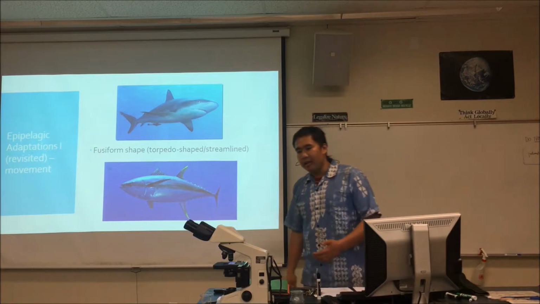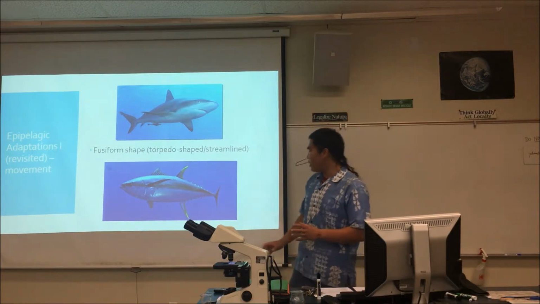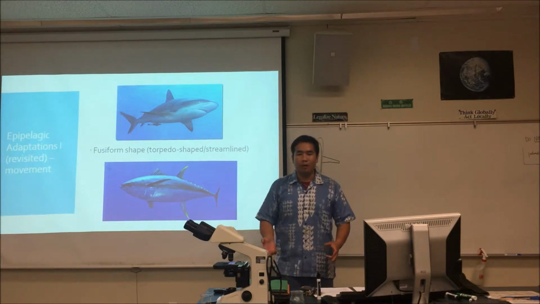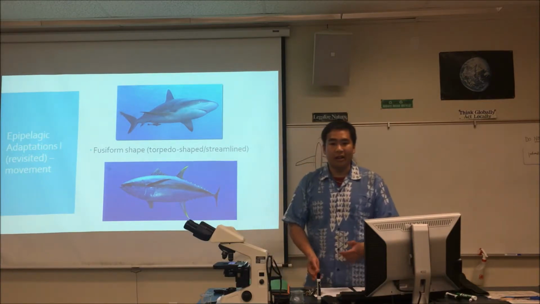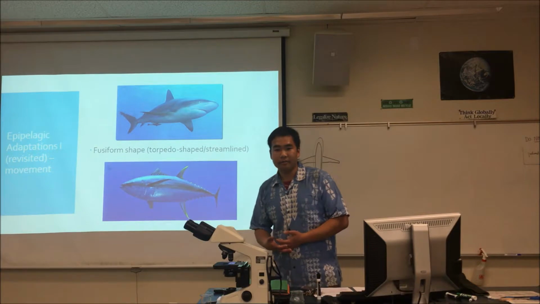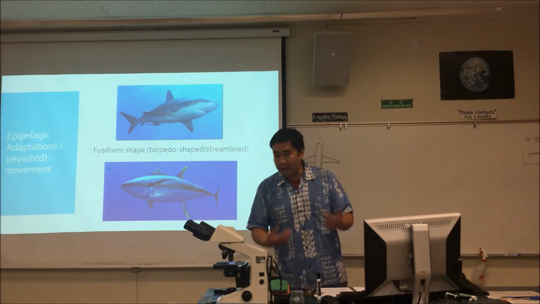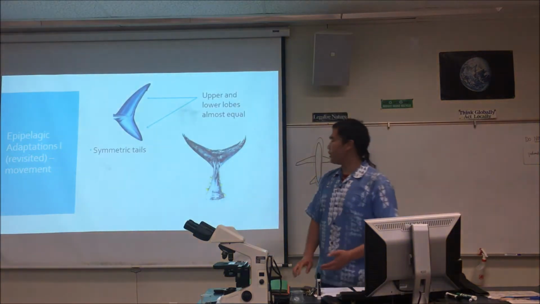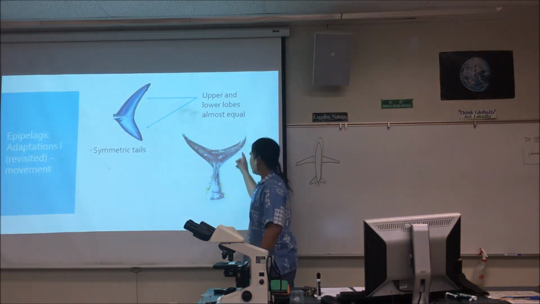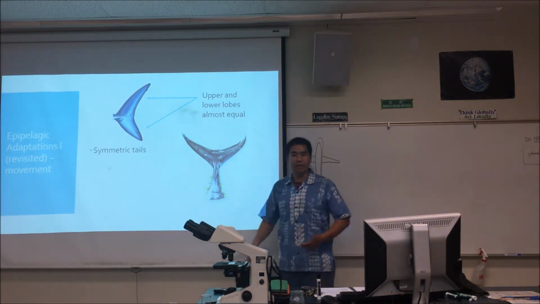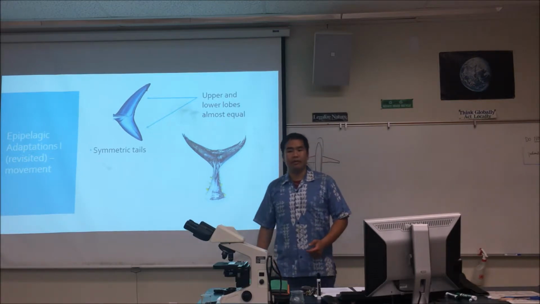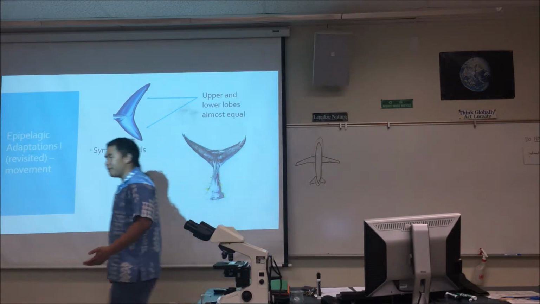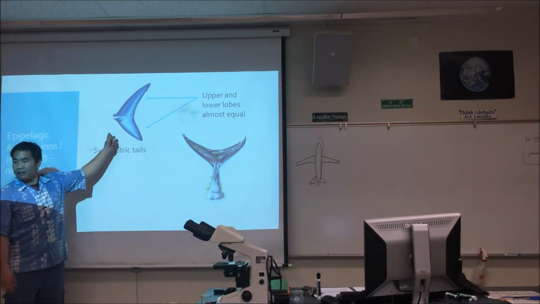Now, not only that, you don't want to just reduce drag. You also want to have powerful thrust. So, what body part should be modified for that? The tail, exactly. The tail provides the thrust. So the tails of the fastest fish, you'll notice the upper and lower lobes are roughly the same, symmetric tails, right? Now, I don't know if you guys know much about sharks, but is this the normal shape of a shark's tail?